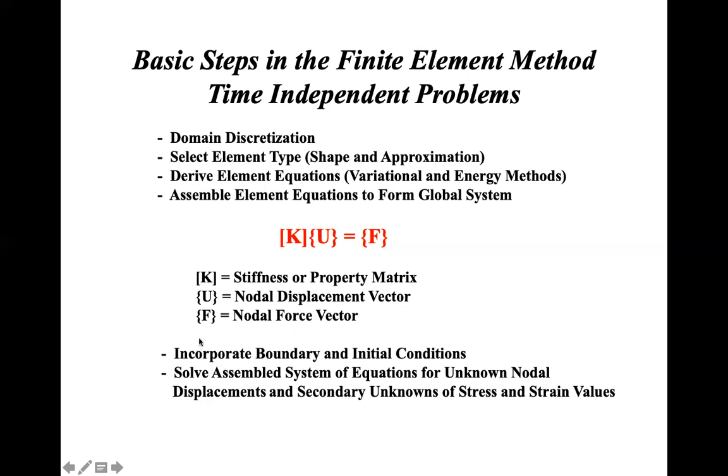Now, in the next step, once we have assembled the stiffness matrix and written the equation, we want to solve it, right? But before solving it, we should have some boundary conditions. At some points, we will have something known to us. Those are our boundary and initial conditions. So first we will incorporate our boundary and initial conditions in this equation.